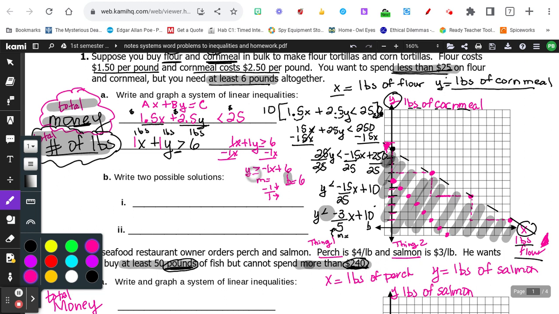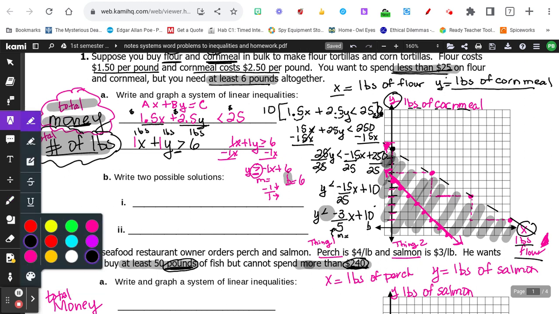And because it's got an equal to sign there, it's going to be a solid line. But the symbol is greater than. So if I go back and look at the symbol, it's greater than. So what I'm going to do is I'm going to shade above. I'm going to use pink to shade above the boundary. It will be all of this. That's above the boundary.